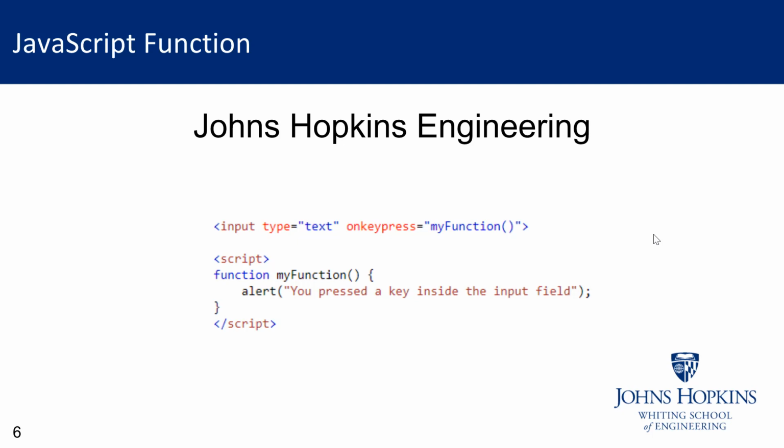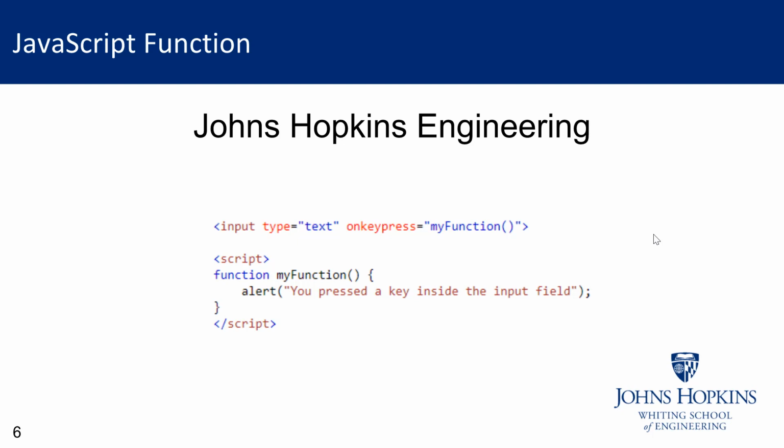So in this case, when the function myFunction is called, it's going to put a pop-up with an OK button at the bottom, and the text included in that pop-up is going to say, you pressed a key inside the input field. Notice that we'll refer back to the input field, and it has an event specified called onKeyPress. And what that means is when a key is pressed, so not when a key is let go of, it's going to call myFunction.